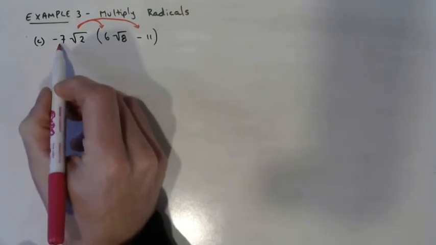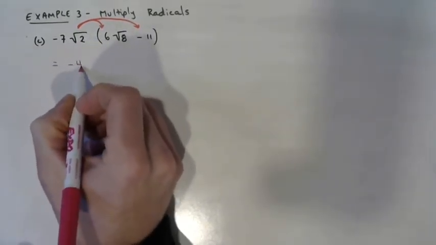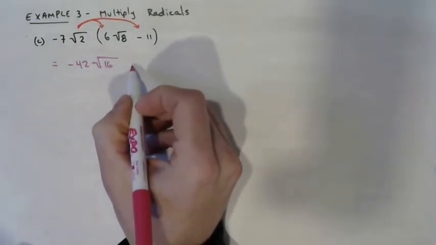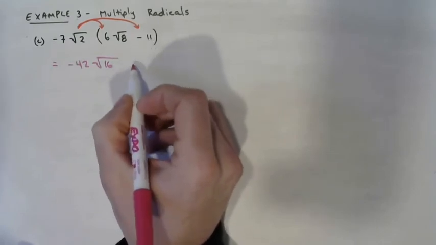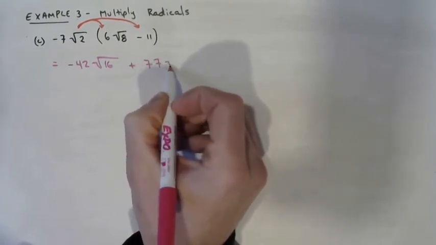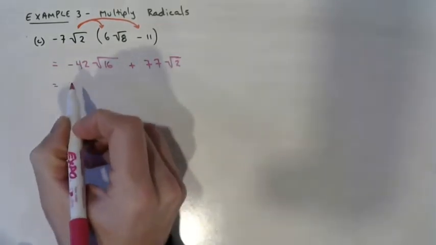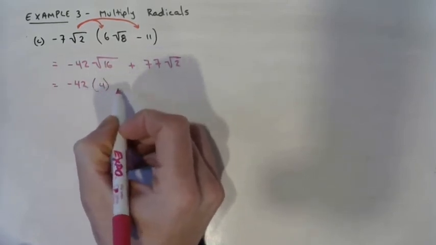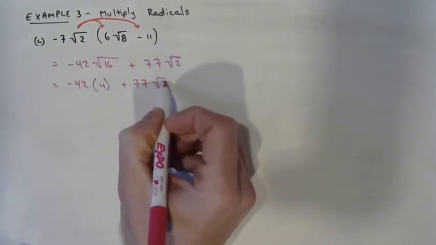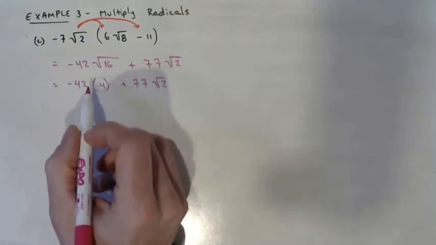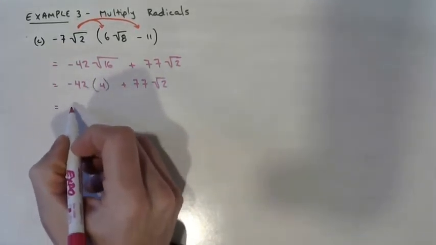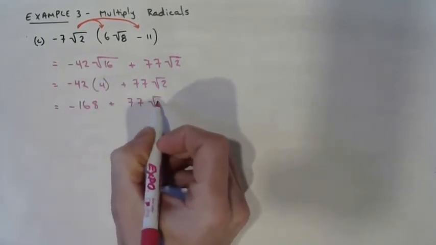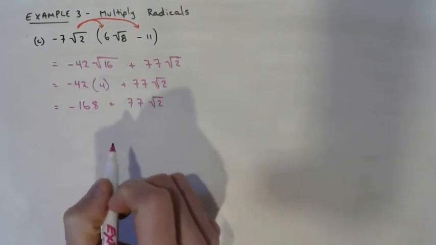Okay, negative 7 times 6 is negative 42. Radical 2 times radical 8 is radical 16. That's going to be nice. Then I have negative 7 times negative 11. Negative times negative is a positive. That's going to be 77 radical 2. This is going to be negative 42. The square root of 16 is just 4, plus 77 radical 2. For this one, I'd probably break out my calculator, but for the sake of speed, I'll do it in my head. 168 plus 77 radical 2. That's as simplified as that one's going to get.